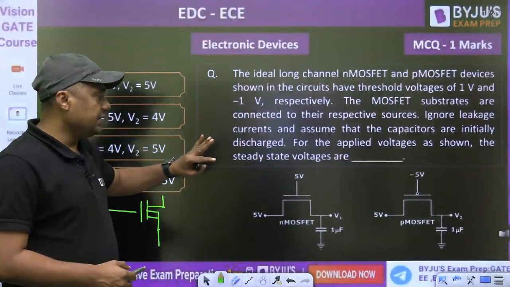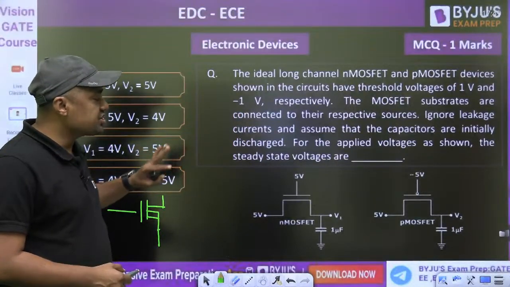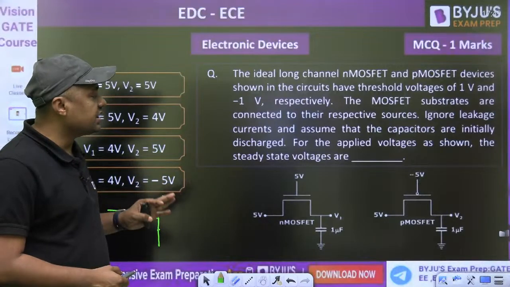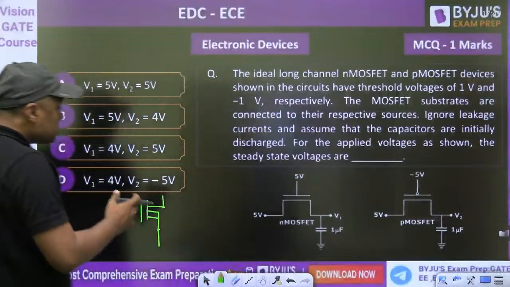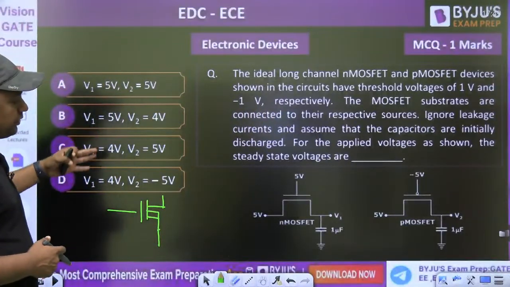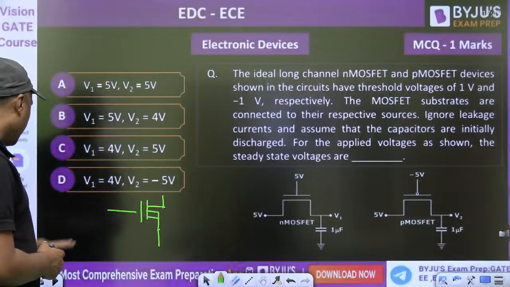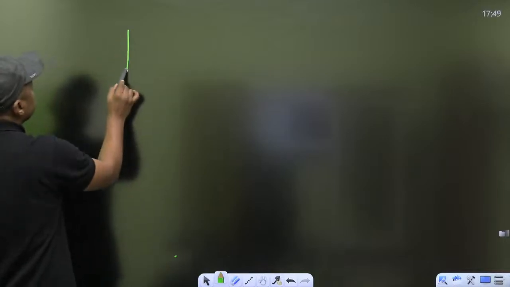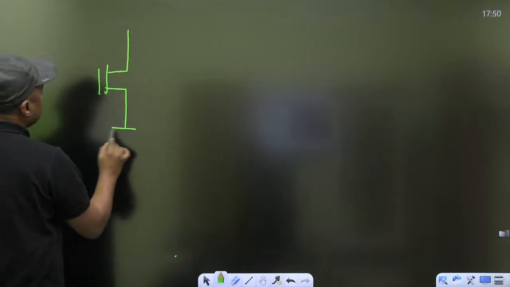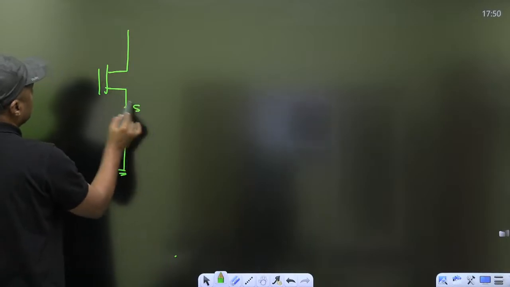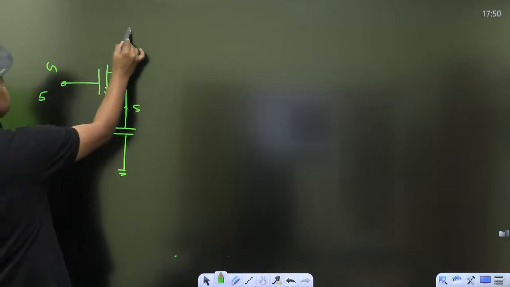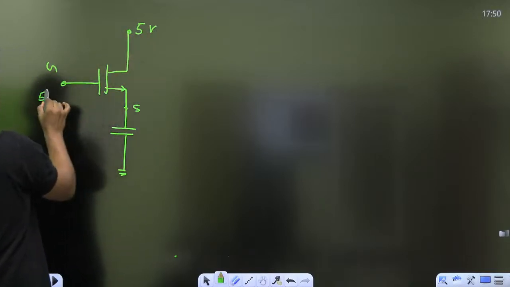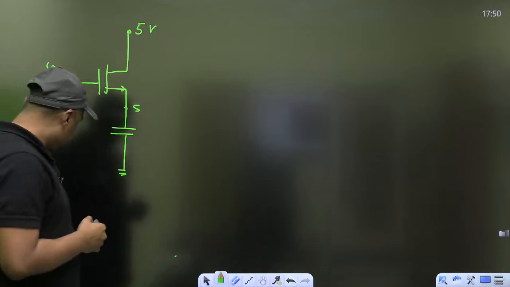Ignore the leakage current and assume that the capacitors are initially discharged. For the applied voltage as shown, the steady state voltages V1, V2, V3 are asked. Now redraw the diagram and you will get the idea. This capacitor is connected to the source terminal, and the gate voltage for NMOS is given as 5 volt.